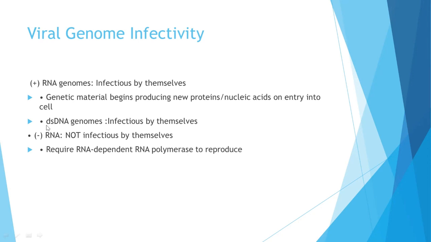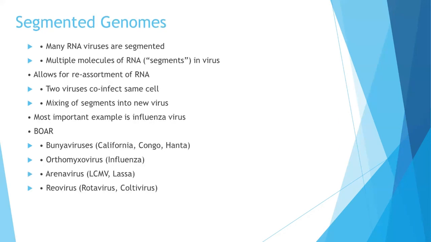For example, double-stranded DNA genomes cause infection by themselves. But negative-strand RNA genomes are not infectious by themselves, and they require RNA-dependent RNA polymerase to reproduce. When they get converted into positive RNA, then they cause infection.